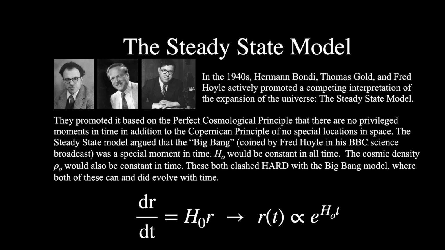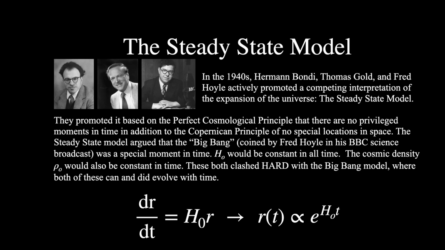But in a steady state, since there's no special time, then what you measure for the Hubble constant would be constant for all time. And the cosmic density, therefore, because in the steady state nothing changes in time, meaning the cosmic density, rho, would be constant in time, rho sub 0. That's also constant. So whatever the density that you measure today would have been the density a billion years ago, 15 billion years ago, 200 billion years ago, and 200 billion years in the future. This clashed hard with the Big Bang model, and both of these showed an expanding universe. So let's look at the mathematics behind it.